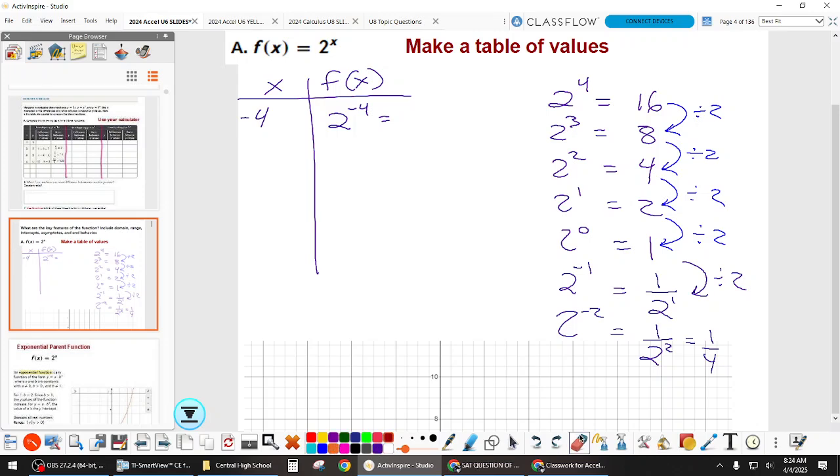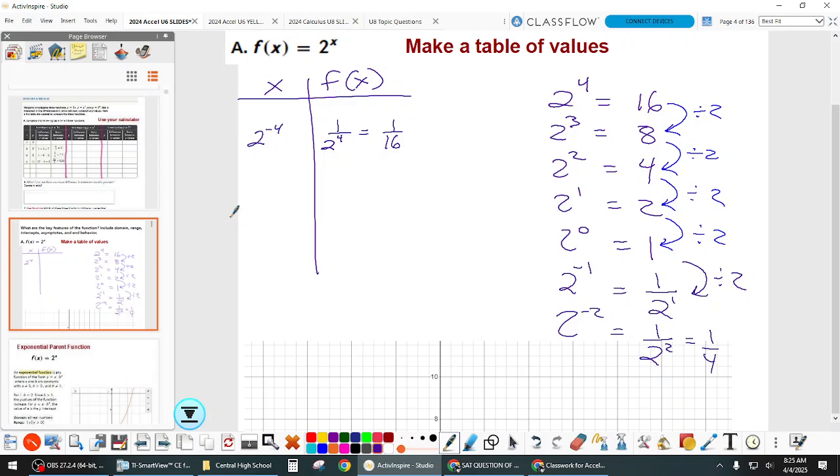I do want to leave some room here because the better you understand the behavior of this function before we just memorize the graph, the better off you are. So let me write it out. It's 1/16, but put the base into the denominator with the positive exponent. So 2 to the negative 4 is 1 over 2 to the 4, which is 1/16. So pretty close to 0, right? That's why it never gets to 0.